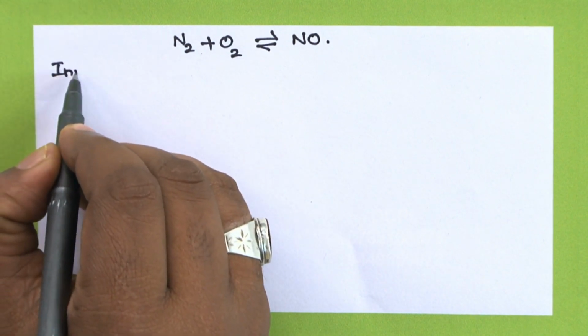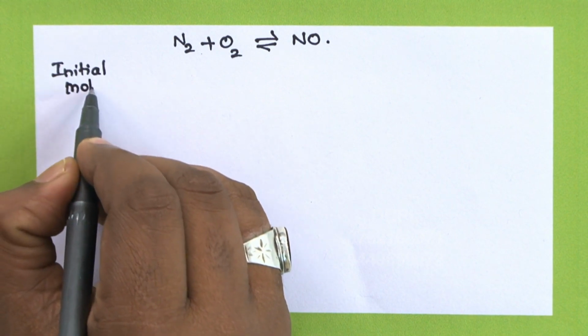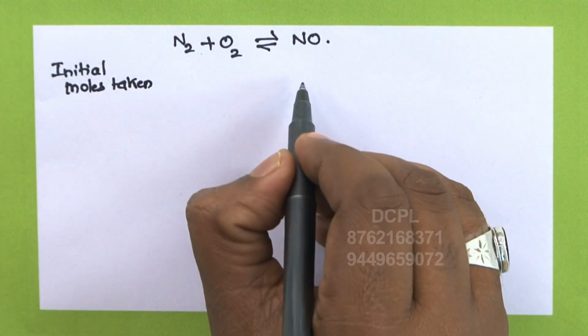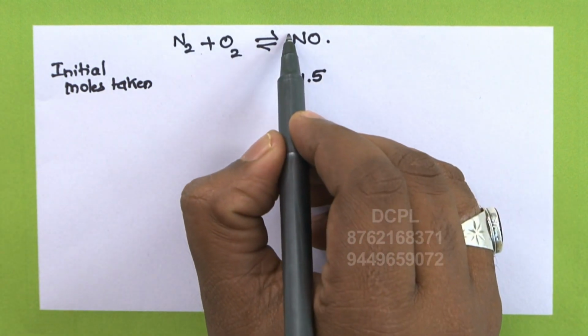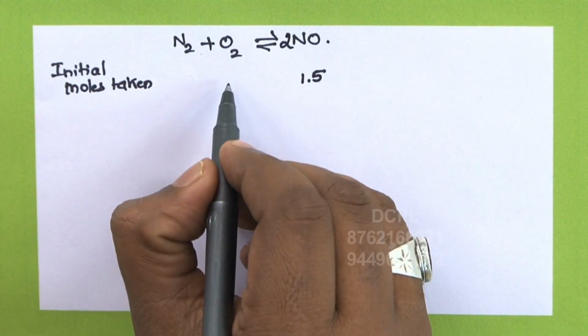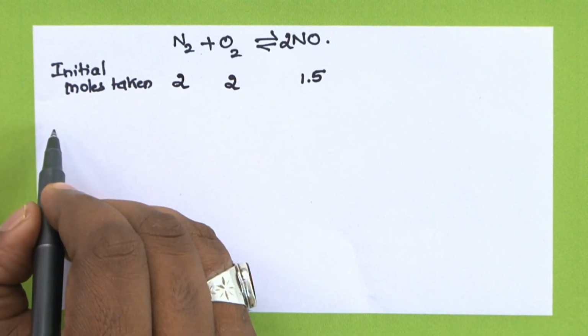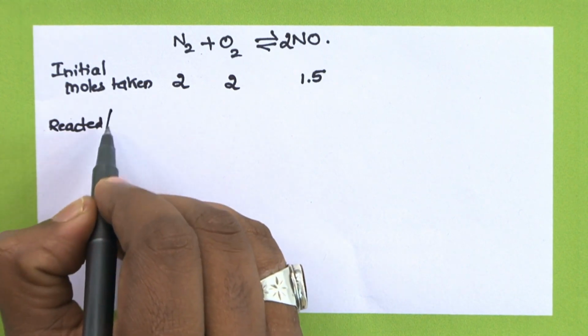Initial moles taken: they had started with 1.5 mole of NO. So I will first balance the equation. It becomes 2 NO, 2 moles of O2 and 2 moles of N2. That is the moles reacted and the moles formed.